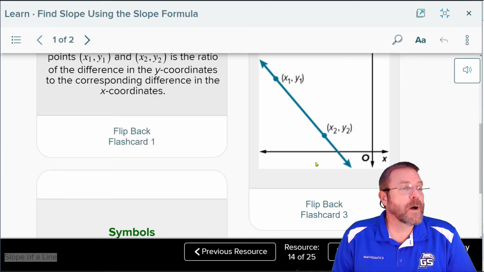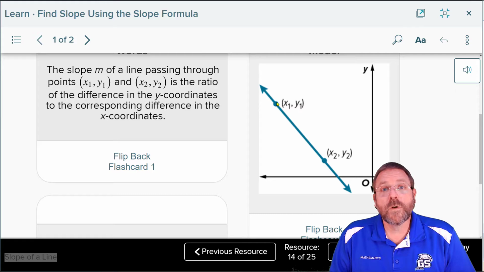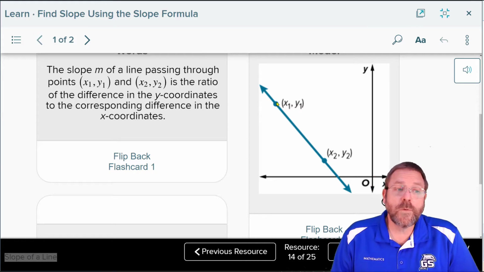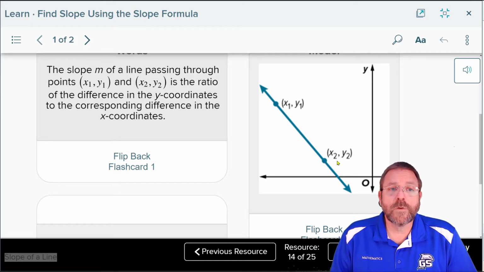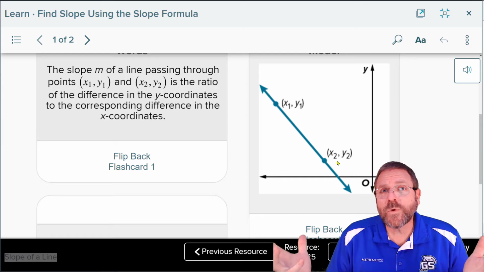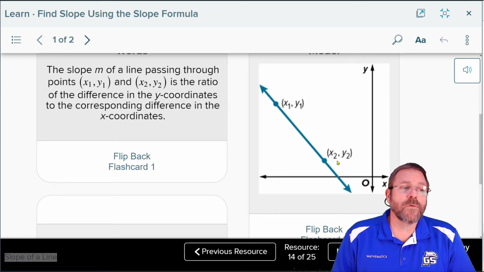Now, if you were to model that, you would be saying that this point here is x sub 1, y sub 1, also known as point 1, and this point here, x sub 2, y sub 2, also known as point 2. And it really doesn't matter which one you call point 1 or point 2. You're going to get the same answer either way.